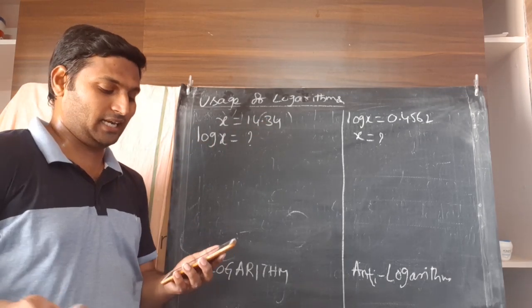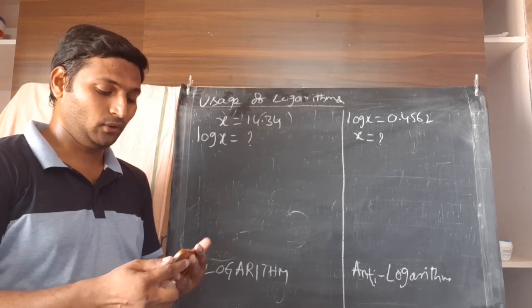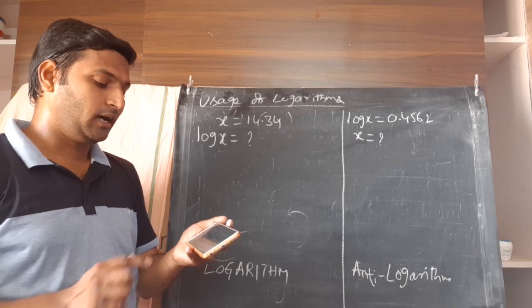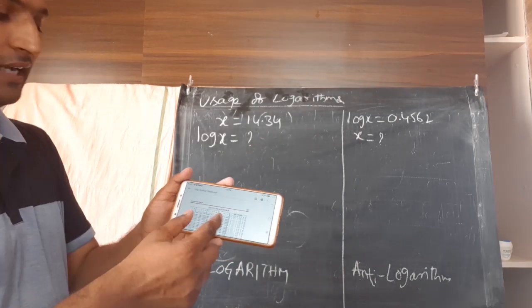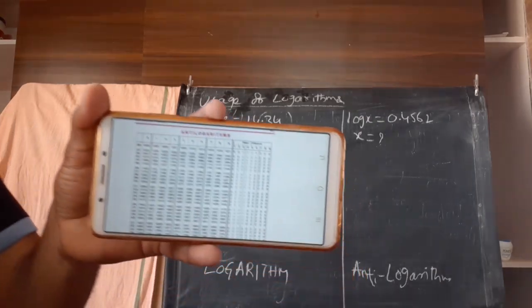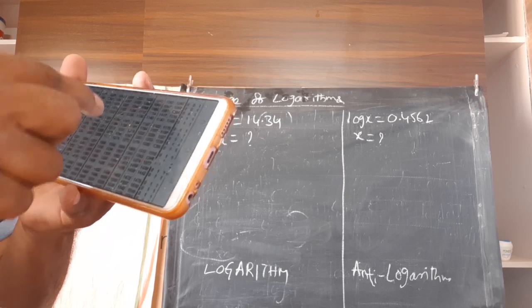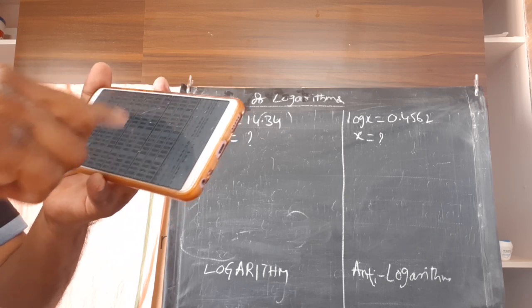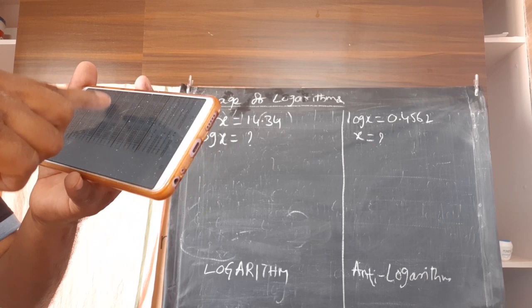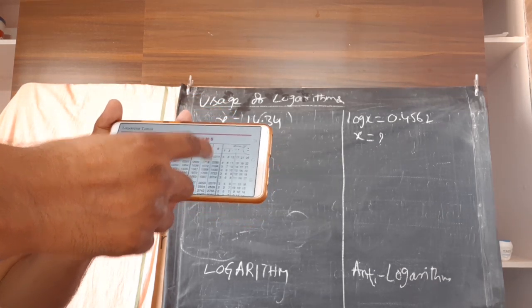I too didn't have any log book with me. I'm nowhere actually right now. That's why I have downloaded a PDF of a log table. Let me show you that, bringing it closer to the screen. See, if you check the log table, you can divide it into three parts.